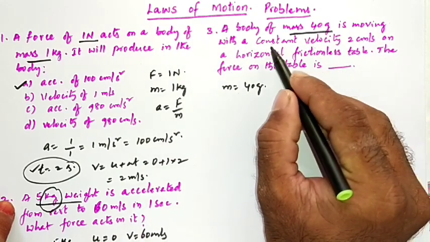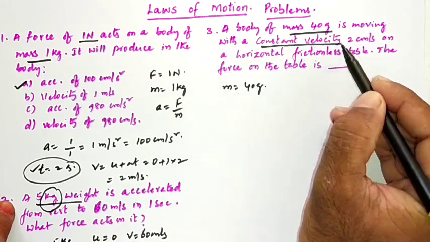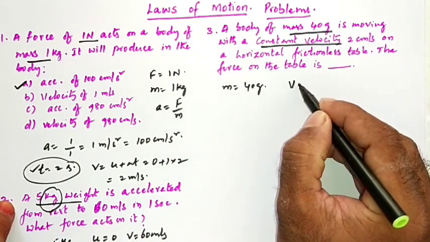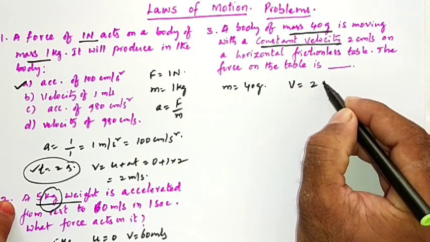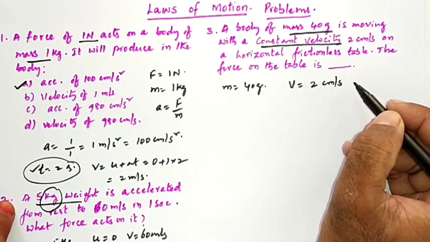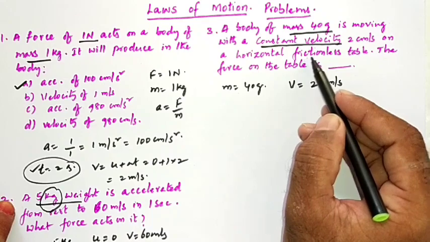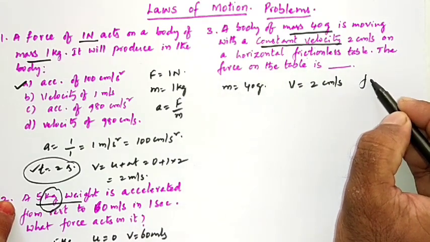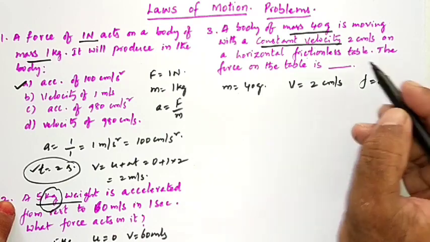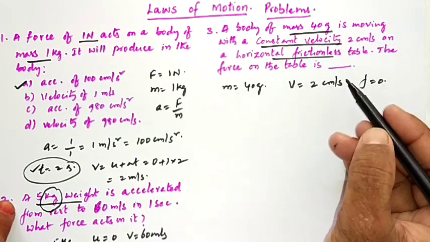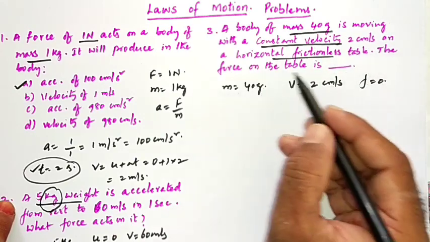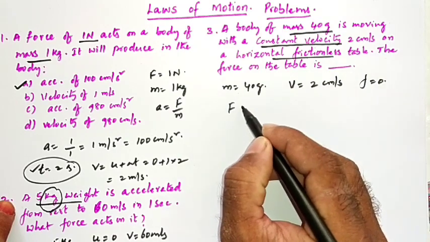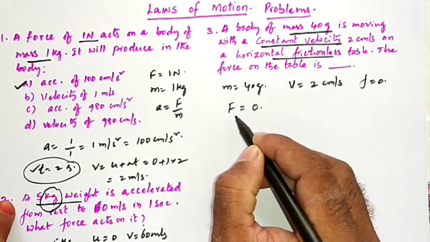Moving with a constant velocity. Remember this, it is a constant velocity. So V is equal to how much? 2 centimeter per second. On a horizontal frictionless table. There is no friction because it is a frictionless table. It is given that. Now what is the force on the table? Force on the table will be 0.